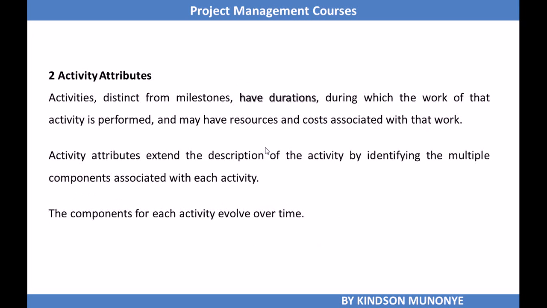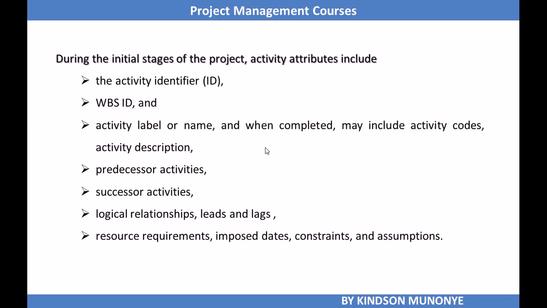Activity attributes. Activity attributes are attributes of or details of the various activities. So activities have durations, which is an attribute during which the work of that activity is performed. Then we also have resources needed to complete the activity, as well as costs associated with the work. Activity attributes extend the description of the activity by identifying the multiple components associated with each activity. The components for each activity evolve over time.